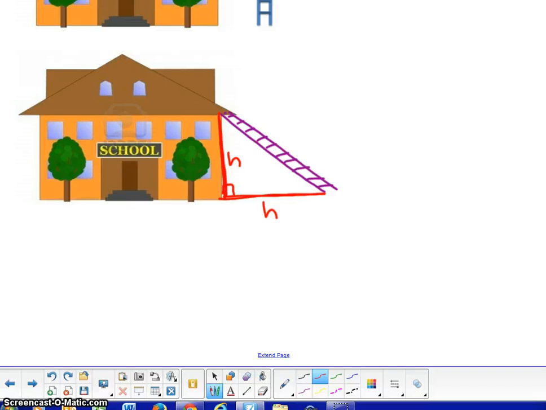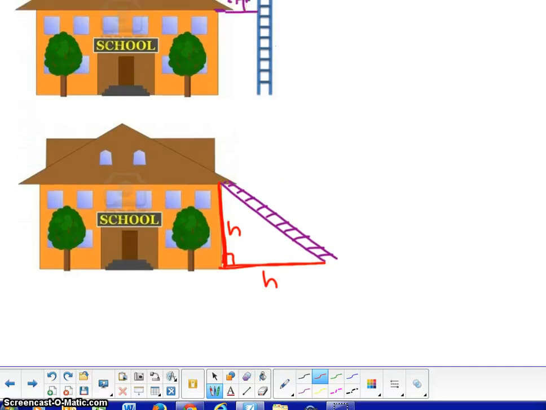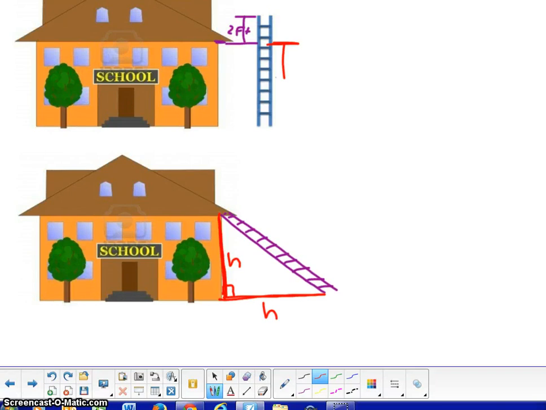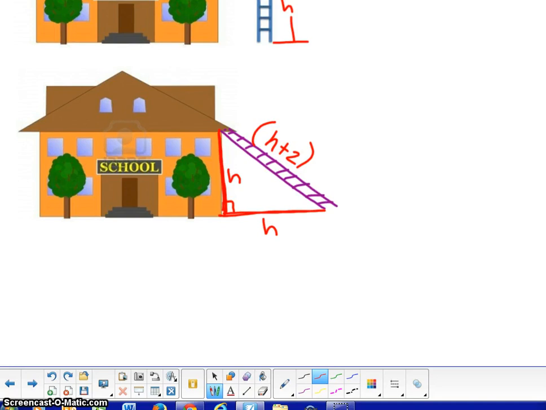This one is going to be the same height. So from here to here is the exact same height plus the 2 feet. So I can say that this is h plus 2. The ladder is going to be h plus 2. Okay, now let's use the quadratic equation to help us out here.